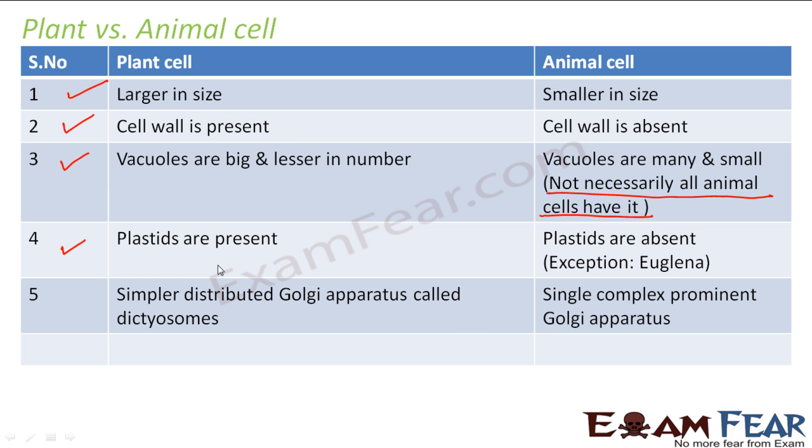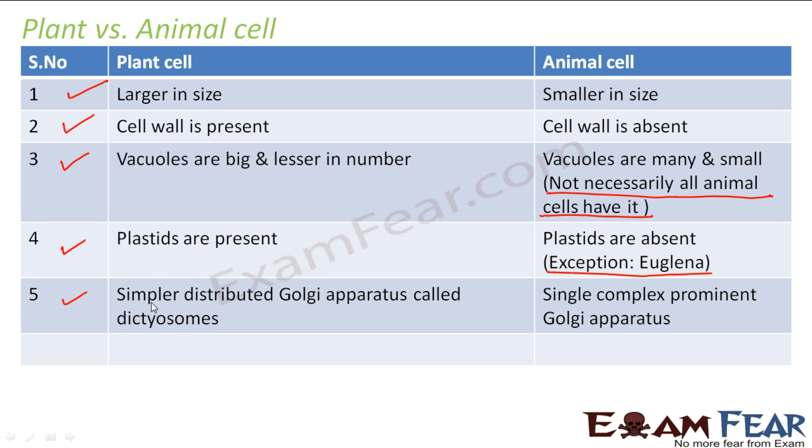Plastids are present in plant cells, but they are not present in animal cells. There is one exception to it, however, that is euglena. Euglena belongs to the class Protozoa, which have got plastids. But normally all other animal cells do not have plastids.